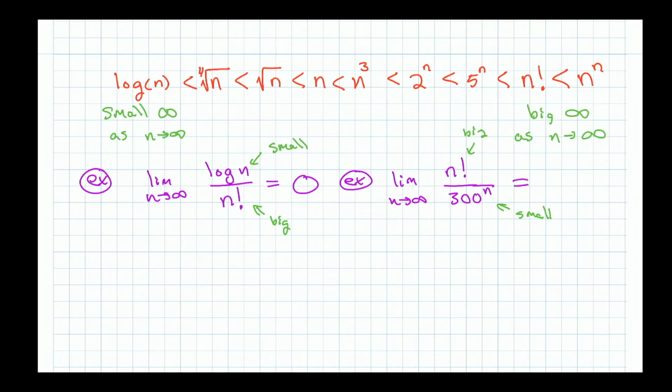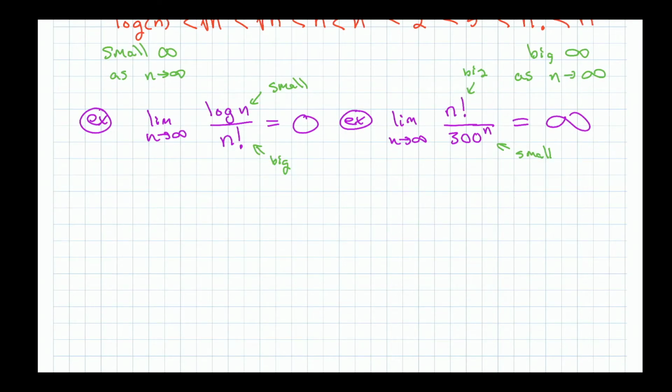So the big infinity is on top, so that's going to be infinity. All right, and when you combine these, you can still use the same ideas here. And so, like, limit as n goes to infinity, if I go, what do I want to do?